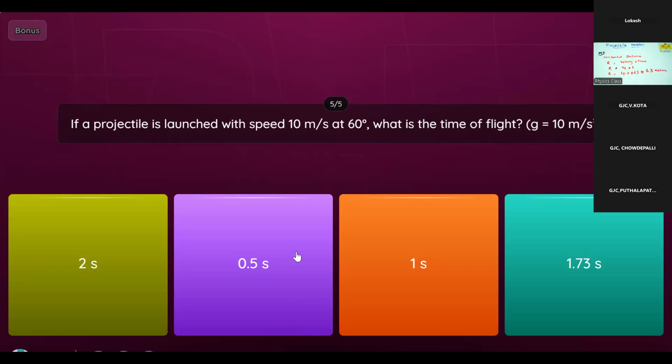If a projectile is launched with a speed of 10 meters per second at 60 degrees, what is the time of flight? We can take g as 10 meters per second square. Here you have the initial speed V naught and the angle theta naught. What is the value of time of flight? Options: 2 seconds, 0.5 seconds, 1 second, 1.73 seconds. If you know the answer, please type in the chat box.